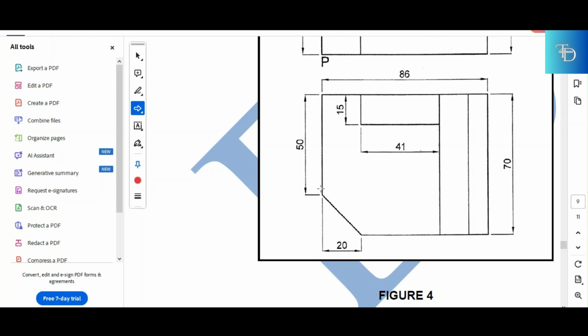Let's start with the 50 because it's on the left outer part of the drawing. It's not inside, it's not in the inner part, just the 15 and the 41. We're gonna deal with the 15 and the 41 at last. For now, we are dealing with the outer dimensions. We have the 50 and we have the 20. The 20 is at the front side of the drawing. That 20 represents that small square from point P up to that point right there. The distance from the corner to that point right there, it's 20 millimeters.